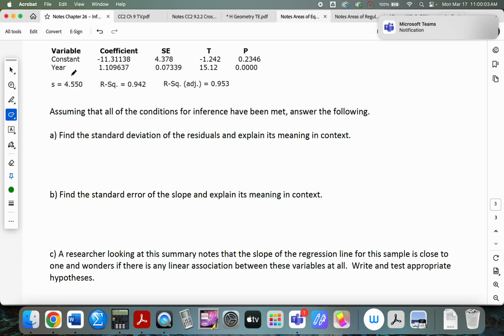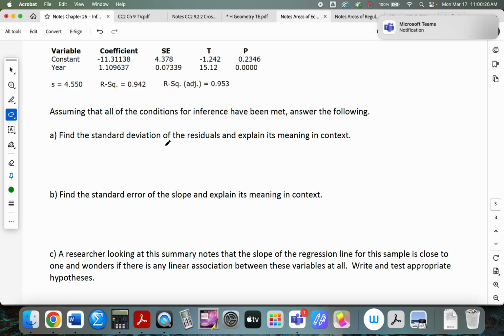I've got a constant and I've got the year. I've got the standard error for both the constant and the year. And I've got all this other stuff where you may or may not know what any of it really means. Don't worry about it too much. Assuming that all the conditions for inference have been met, answer the following.